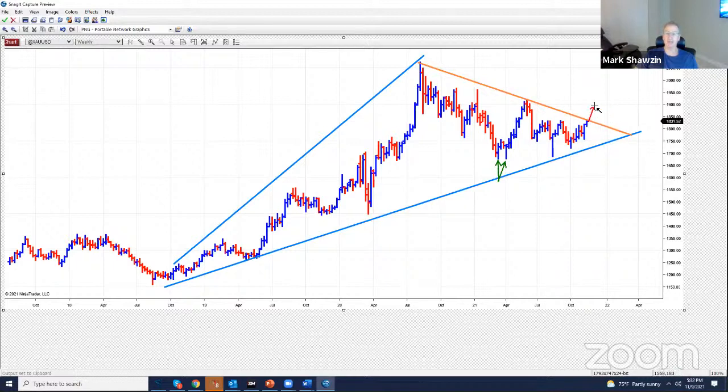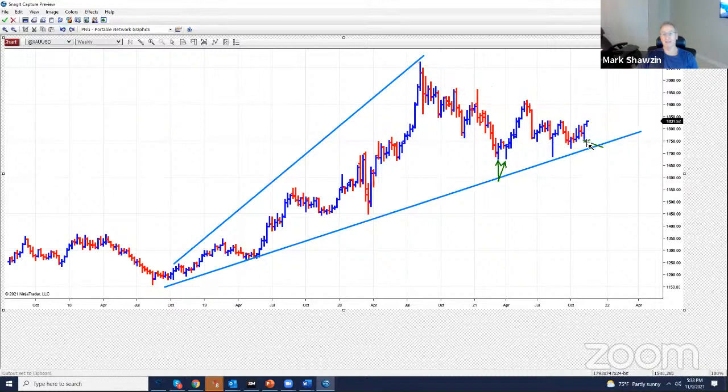The next level is about 1900, then about 1950. So this is a critical level. There are two key reversals right there standing in the way of any progress. So I do think the market still has some legs to the upside here. And we'll see what it does.